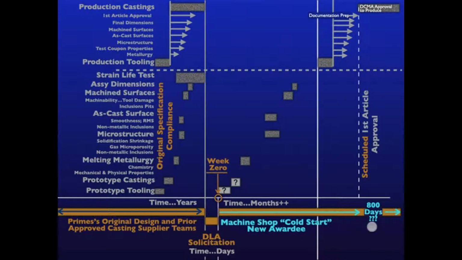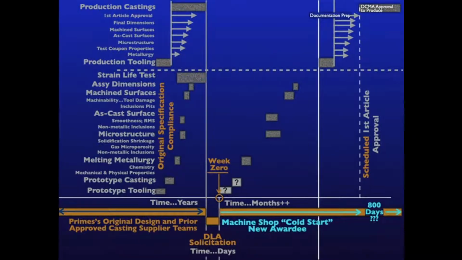One might ask, well, why is that? What's going wrong? Well, one takeaway here for a cold start new awardee, where tooling and manufacturing engineering have been lost, is that contractually you have months to accomplish these steps where the legacy OEM likely had years.